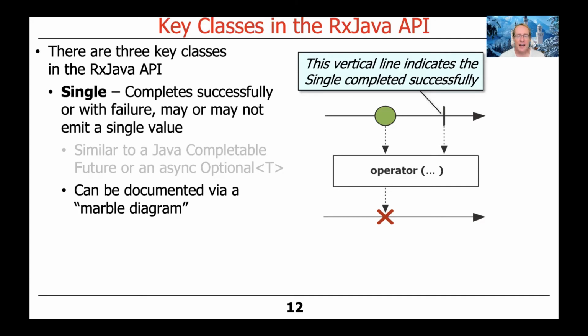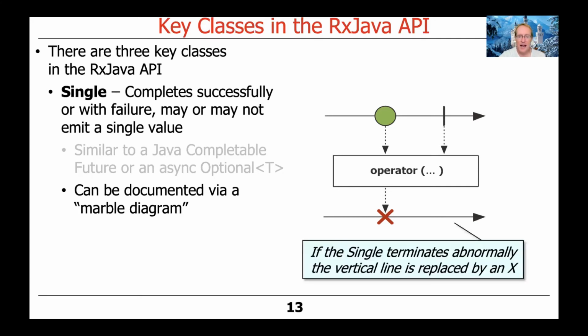The vertical line indicates that everything was hunky-dory and it completed successfully. And if something goes wrong, then there's an X, and that indicates what happens when an error or a failure occurs. So this is trying to convey the semantics of these operations visually. Sometimes it's very effective. Sometimes it's even more confusing, but it's better than not having any visualization at all.